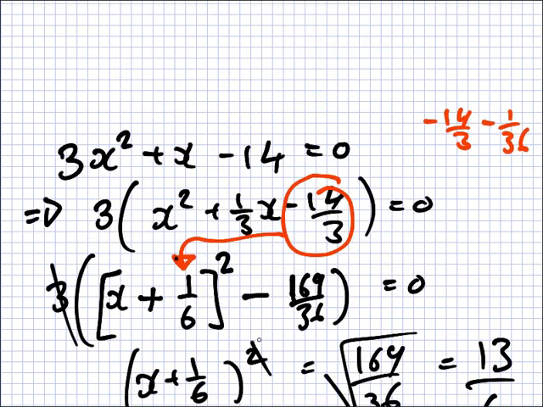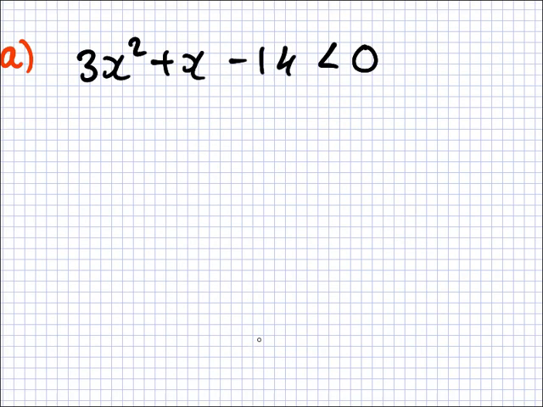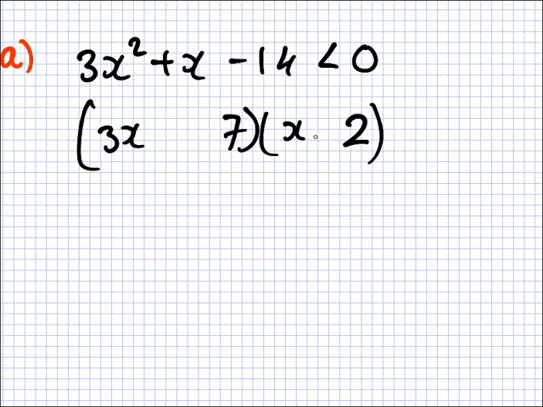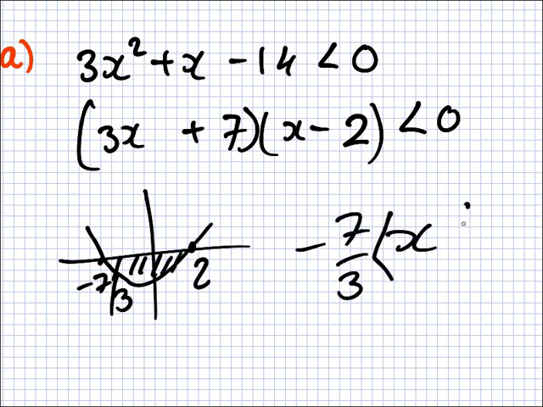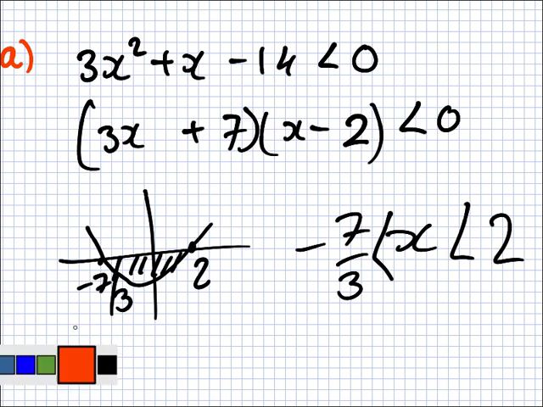Yes. The same, yeah. So 3x squared plus x minus 14 less than 0. So this is 2, and this is minus 7 over 3, and it's less than, so we want between them. So this is the answer. Yes. Okay?